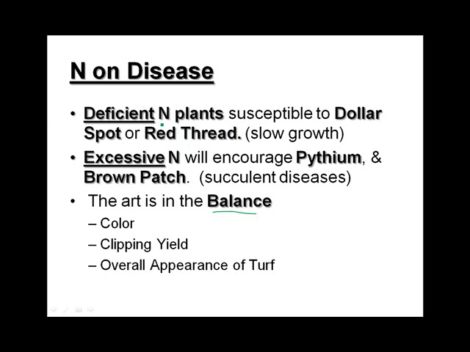You're balancing color, yield, and overall appearance of the turf. So by metering out that nitrogen, you can manage the diseases you're going to get. We really want to stay away from pythium. That's one of the worst turf diseases. Brown patch is something we can control, but we don't want to. Dollar spot and red thread are easier to control. We see signs of those. We can fertilize, and the plant can readily grow out of those less destructive diseases than the pythium and the brown patch.